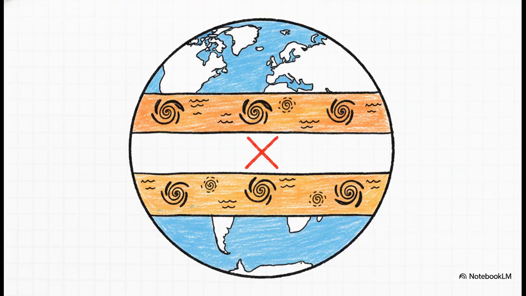So where do these massive storms actually form? Well, they have strict locational limits. They only form over warm water bodies, specifically between the 10-degree and 30-degree latitudes in both the northern and southern hemispheres. But here is the really interesting part. They never ever form right at the equator, between 0 and 10 degrees. Stick a pin in that, because I'm going to tell you exactly why in just a minute.